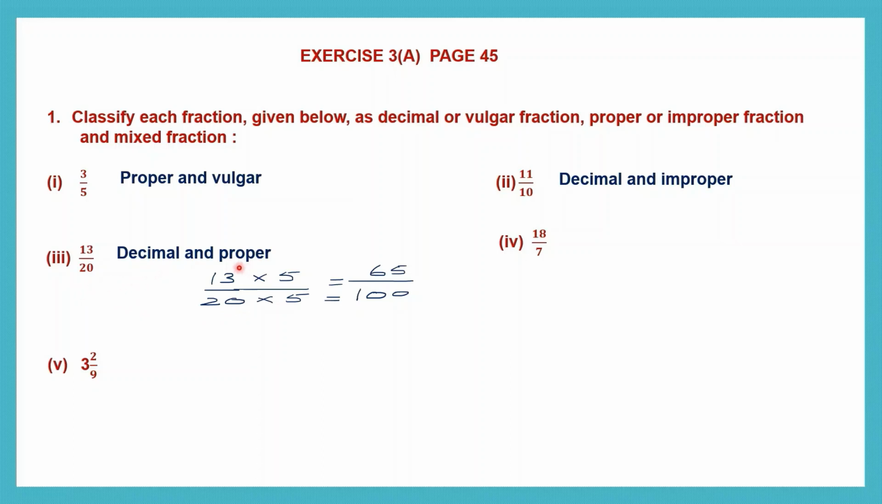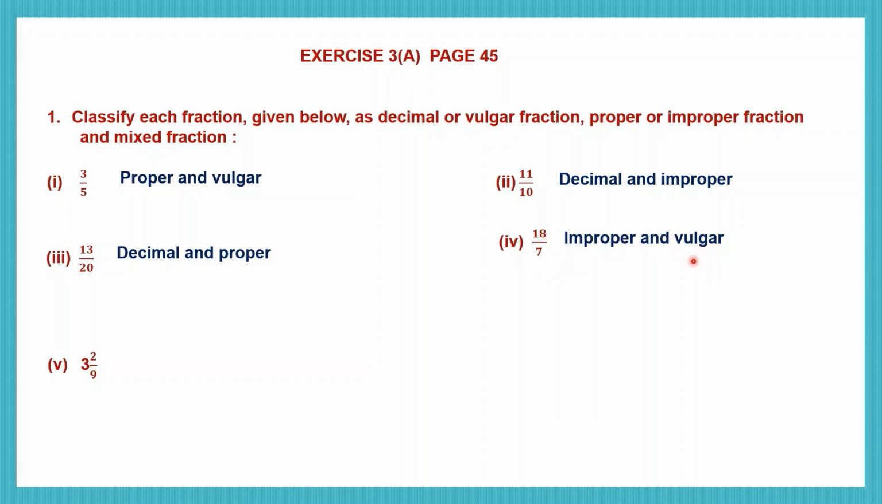Now it's called a proper fraction because the denominator is greater than the numerator. The fourth one is 18 by 7. So what fraction is this? This is an improper and vulgar fraction. Why is it an improper? Because the denominator is smaller than the numerator.